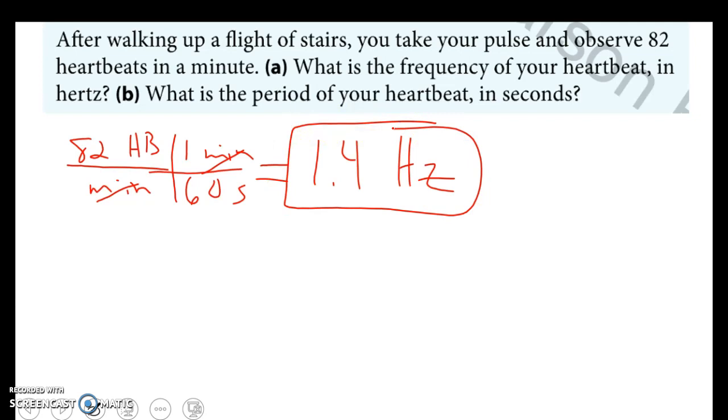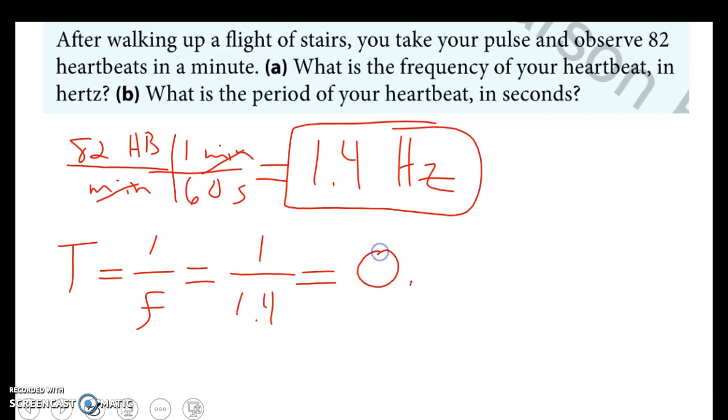What is the period of your heartbeat? Period is 1 over frequency. So 1 over 1.4. And when I do that math, I get 0.71 seconds. So every 0.71 seconds, your heart's beating if your pulse is 82 heartbeats in a minute.